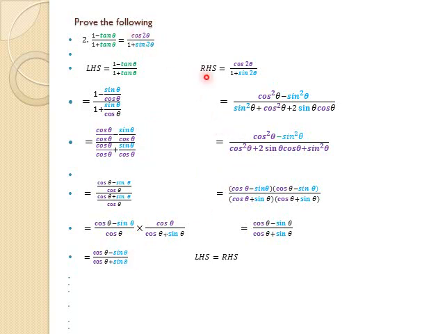So I take that and I write it for the right hand side. Cos 2 theta there, I chose cos squared minus sin squared. The reason being there, I have cos theta minus and cos theta plus, so that is a difference of 2 squares. The bottom, sin 2 theta will become 2 sin theta cos theta.